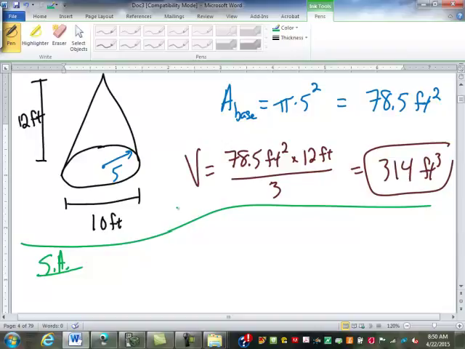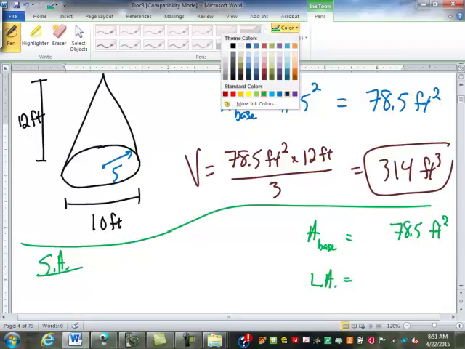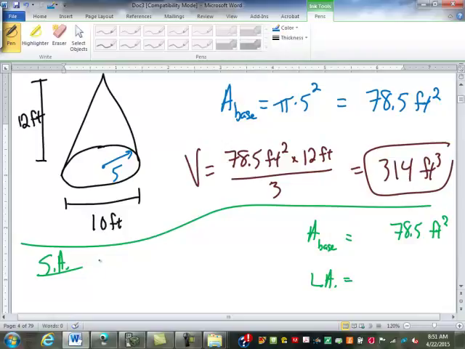For surface area, we have the area of the base, the 78.5. We need the lateral area. The perimeter of the base for lateral area is going to be pi times the diameter, pi times 10, which is 31.4. And then the slant height.